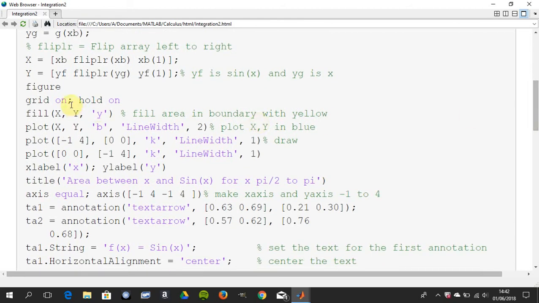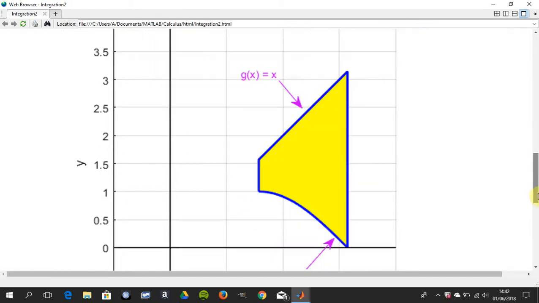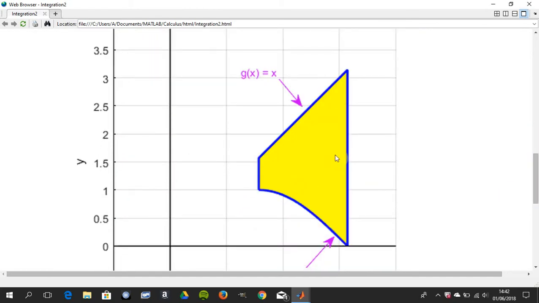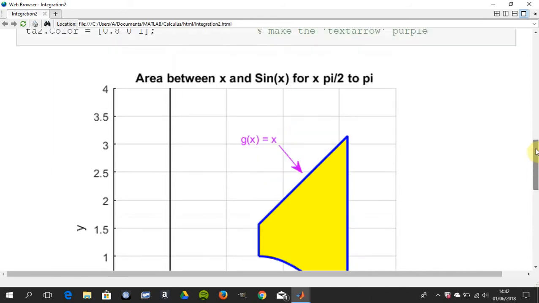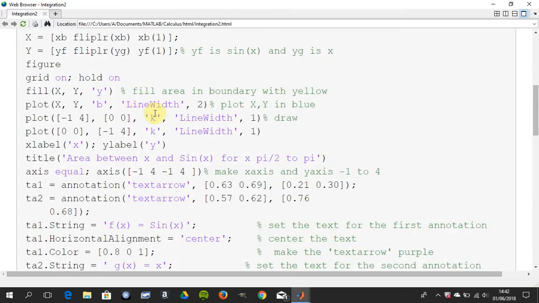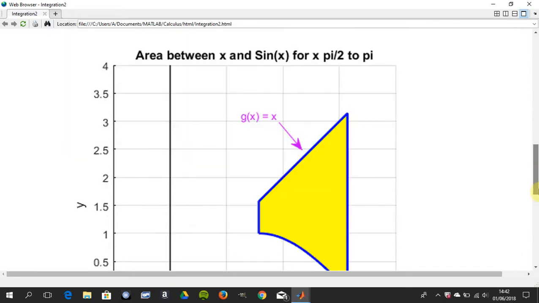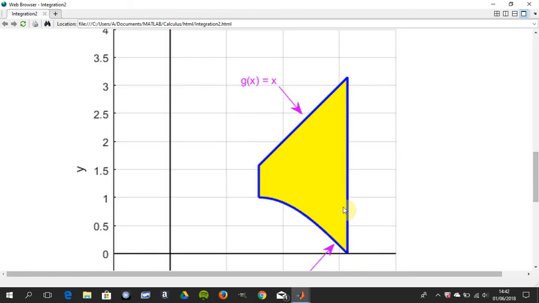The grid. And hold on, we want to keep that figure there because we're going to write over continuously. X and Y we've defined, we're going to fill it there with yellow. In B for blue, line width for 2, so just go back there. So we're going to get a blue boundary.